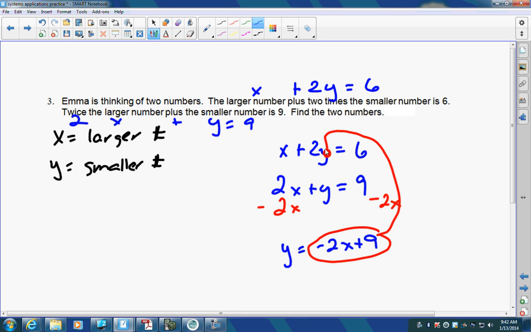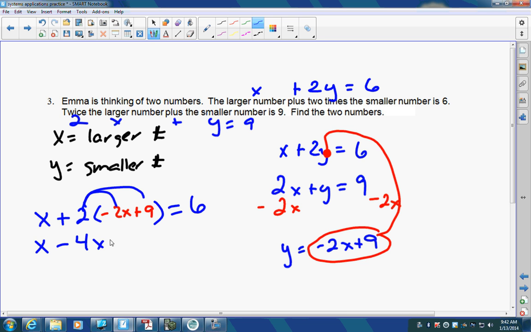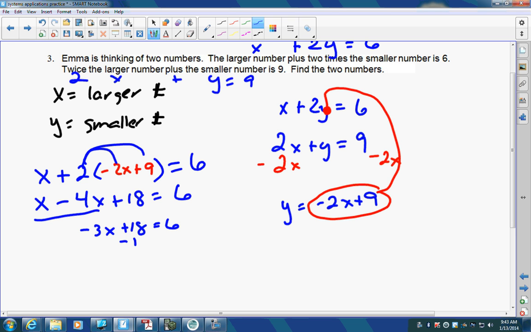So instead, when I rewrite this top equation, see it says x plus 2 times y. Y is negative 2x plus 9. And that equals 6. So from here, my x comes down. 2 times negative 2x, negative 4x. 2 times 9 is 18. And that equals 6. Put these together. Negative 3x plus 18 equals 6. All right, simple solving.